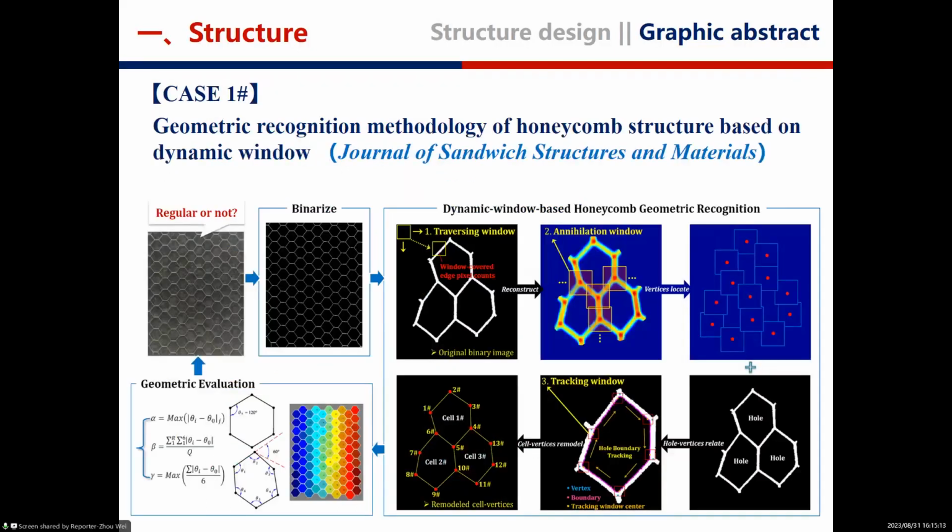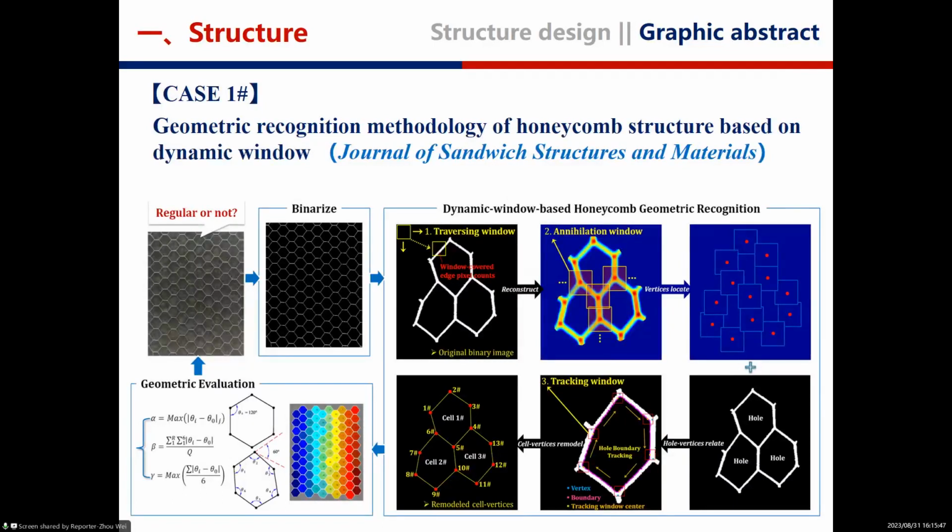Here I will demonstrate some of the cases from my own journal papers, indicating how a graphical abstract is created. The first case is about the geometric recognition methodology of honeycomb structure based on dynamic window by adopting visual detection. The graphical abstract illustrates the main procedures that the detection undergoes. After the binarized image from the video captured honeycomb images, the dynamic window recognition is performed in 3 stages.